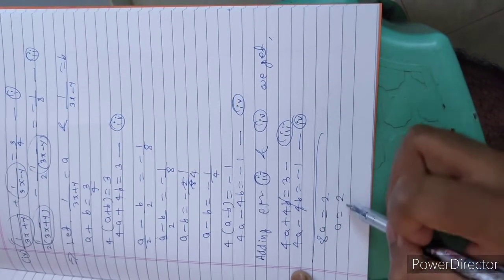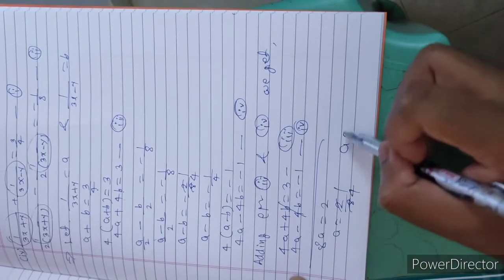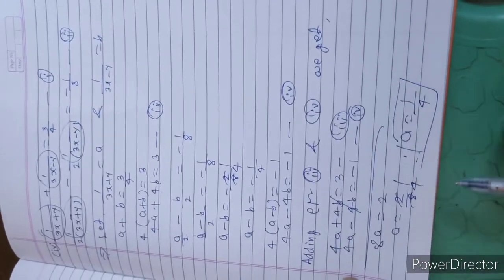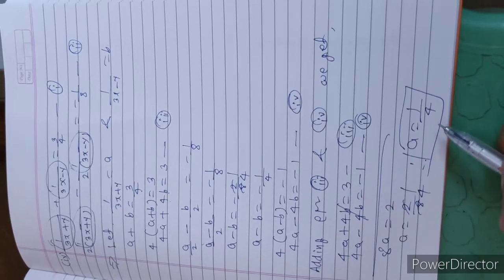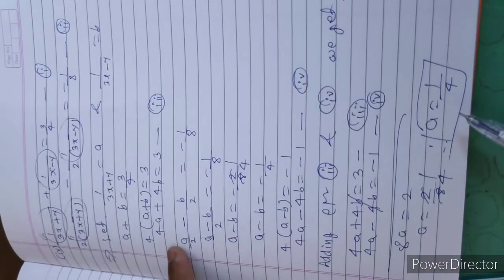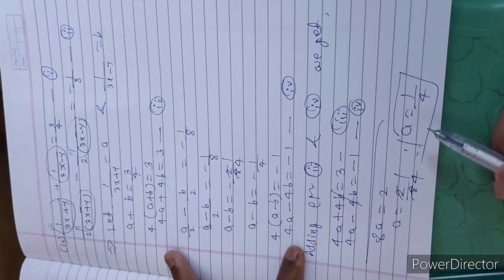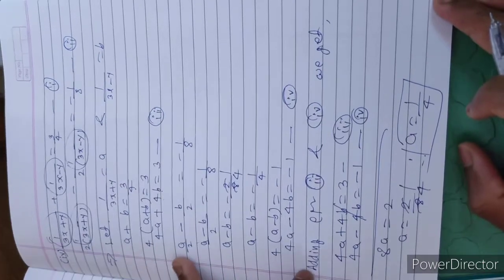So a is equal to 2 by 8. 2 ones are 2, 2 fours are 8. So a is equal to 1 by 4. Now we have to find the value of b. So a is equal to 1 by 4. You can substitute in either equation number 3 or equation number 4. So which one is smaller? You can substitute in 3rd or 4th also.